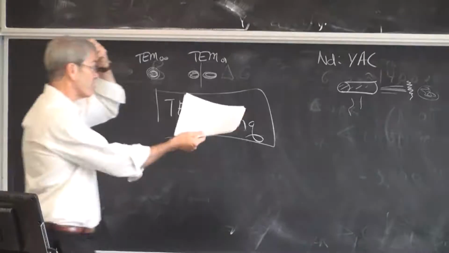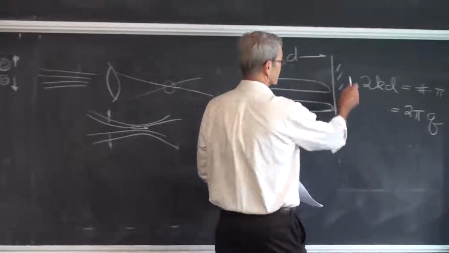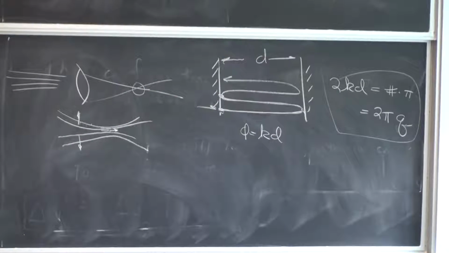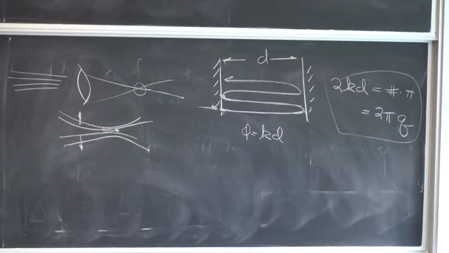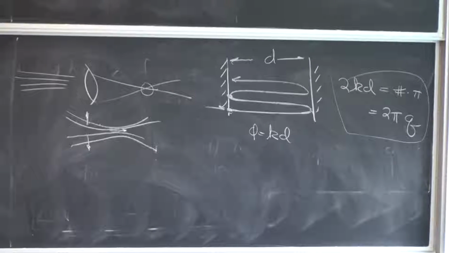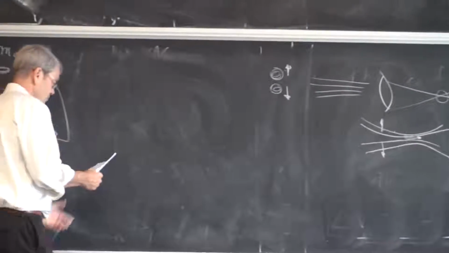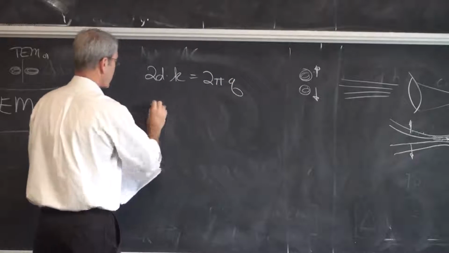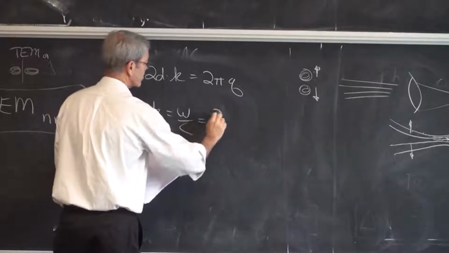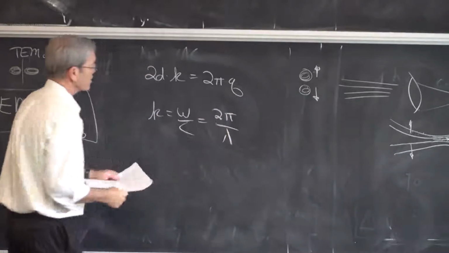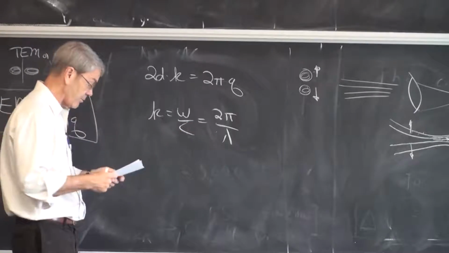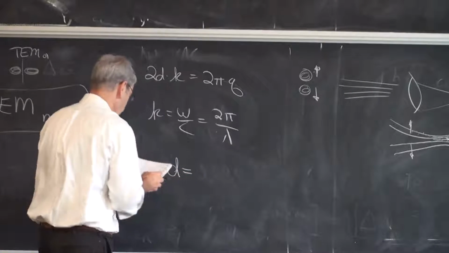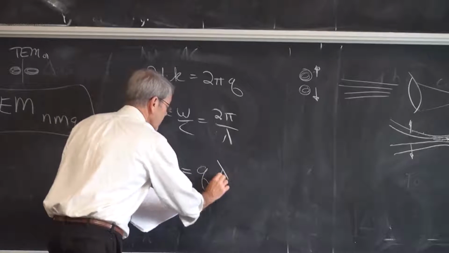But anyway, here's our resonance condition. We have to satisfy that, and that's pretty easy to do. Now, we often do this in terms of wavelength. So 2D times K equals 2 pi Q. K equals omega over C, or it equals 2 pi over lambda. So I can replace K with 2 pi over lambda, and I'll solve for D. D is going to be equal to Q times lambda over 2.